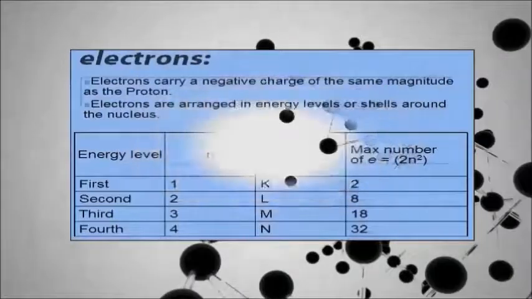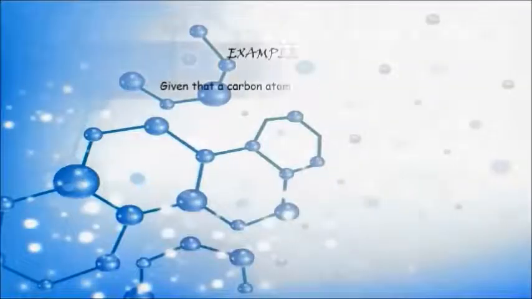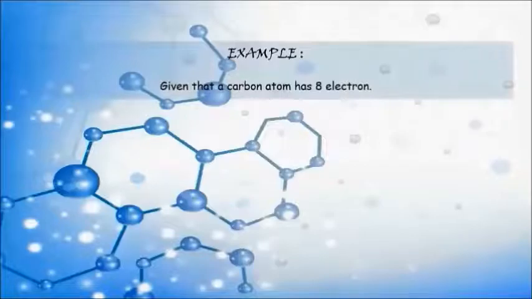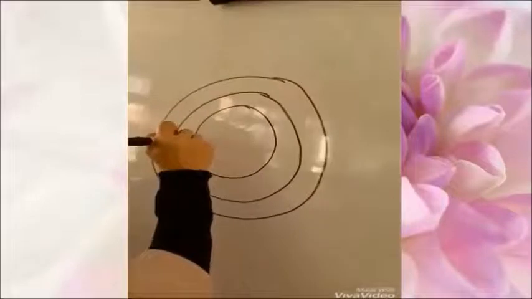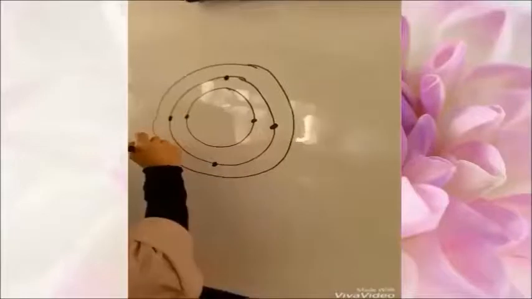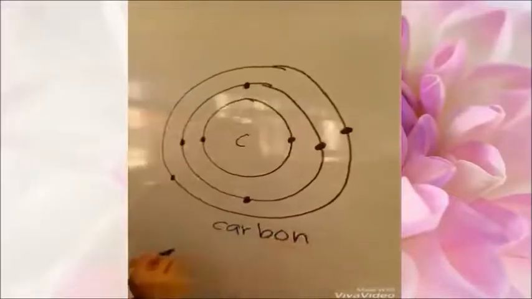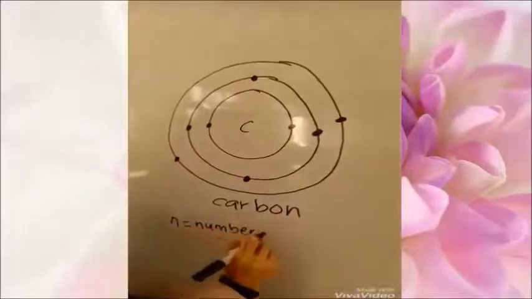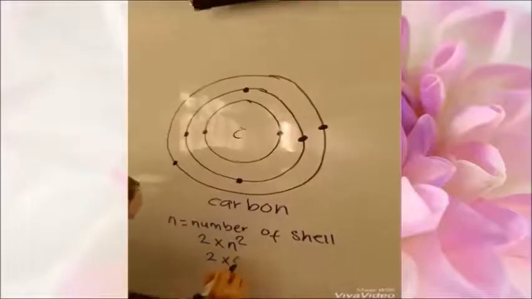Electrons carry a negative charge of the same magnitude as the proton. Electrons also are arranged in energy levels or shells around the nucleus. From the example, a carbon atom has 6 electrons. To calculate the electrons of an atom, the basic formula is 2 times n to the power of 2, where n is the number of shells.